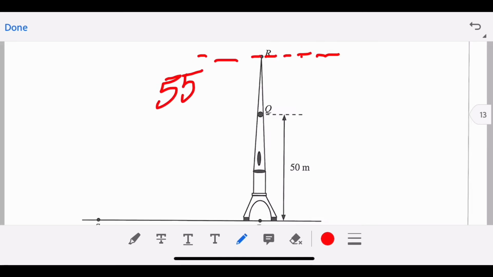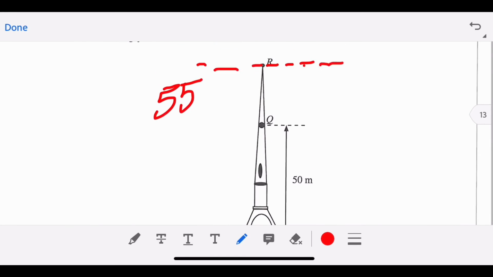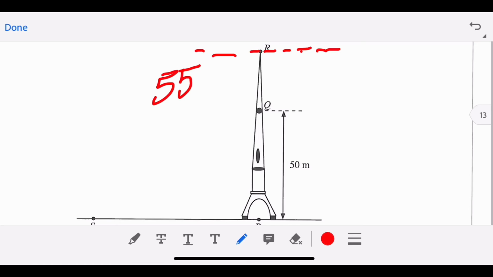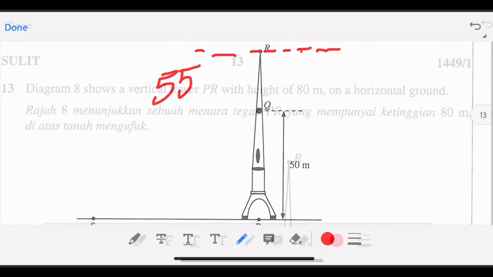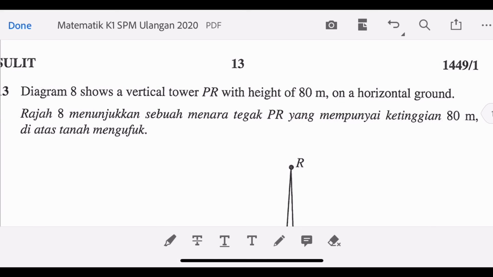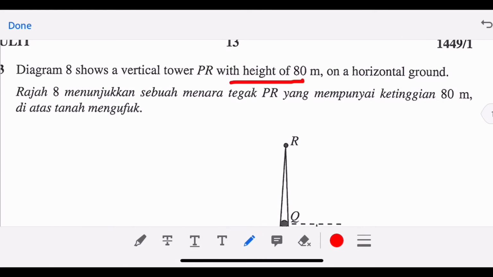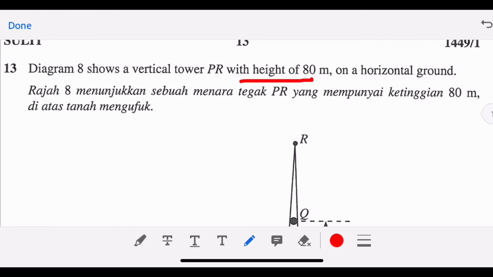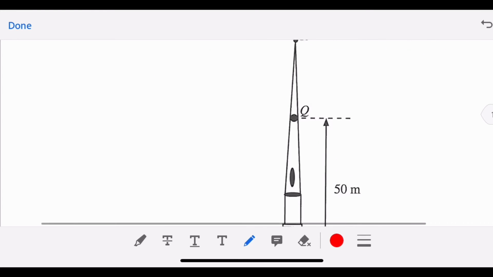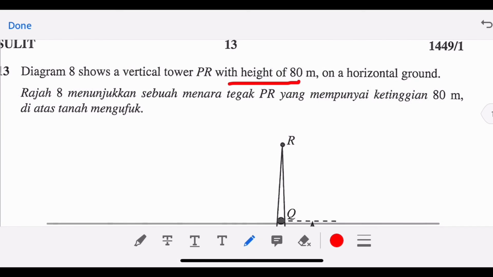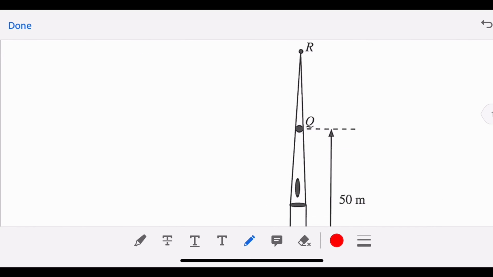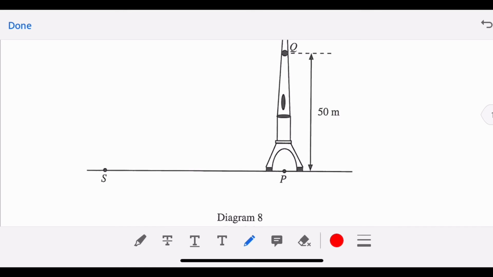Then only you apply the tangent so that you can find one of the sides. So let's do it seriously. Now let's see this question. It's about the angle of depression. The height of the tower is 80 meters, and you're given 50 meters, so that means the balance, Q to R, is 30 meters.